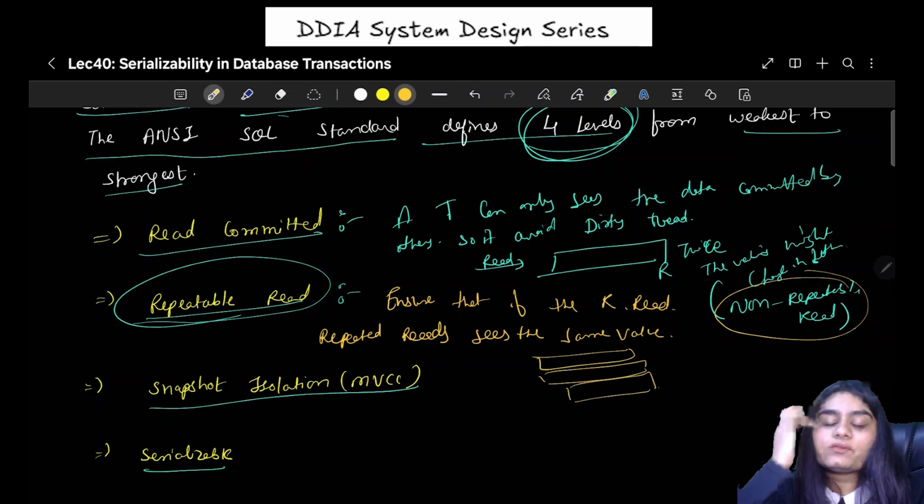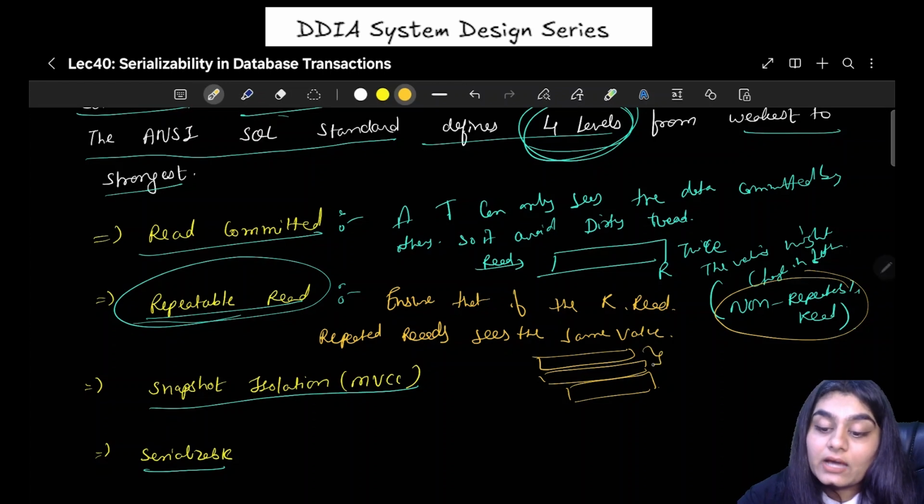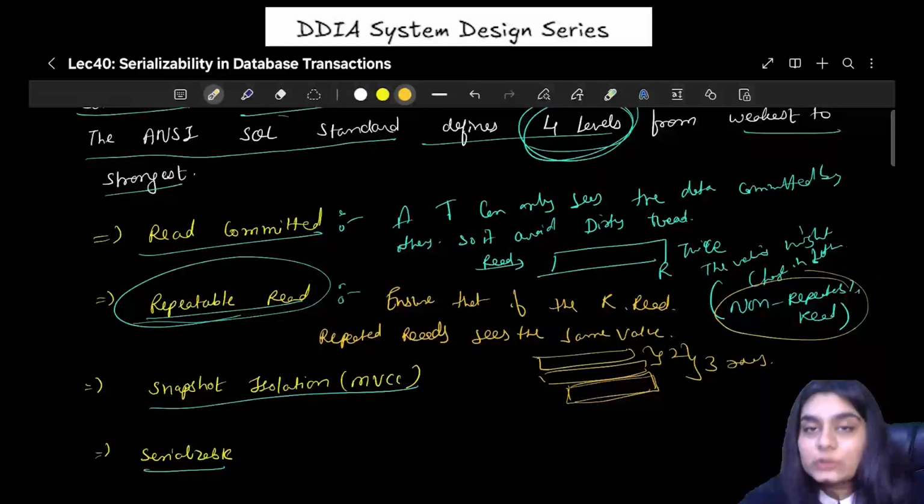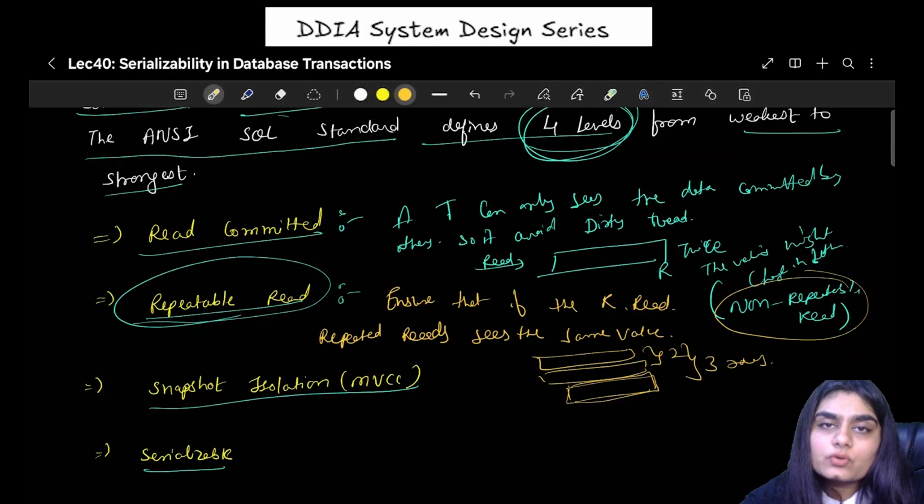For example, if you are running select star from cities. Before it was just showing two rows, but now after some time, if you make the same query, you are able to see another row. That means now instead of two, you are able to see three rows. So your values are not getting changed, but some of the rows might be added, some of the rows might be deleted. Okay, so let's move towards the next one, that is snapshot isolation, MVCC.